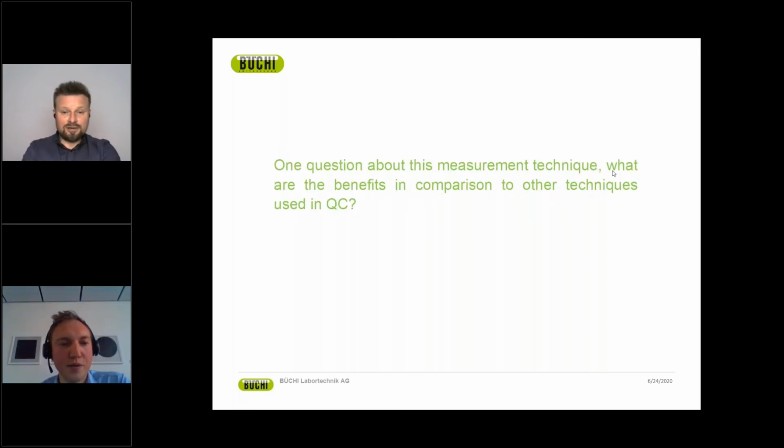Okay, and another question is here. One question about this measurement technique: what are the benefits in comparison to other techniques used in QC? That's a very good question. As I mentioned before, the Kjeldahl method is a primary reference method, which means that you do not require any calibration, such as in spectroscopic methods. So basically it's an absolute method, and the results that you obtain are absolute. Second, I would say that it's highly selective, of course, to all compounds that contain nitrogen. So you really make sure that no other compounds are interfering with your measurement.